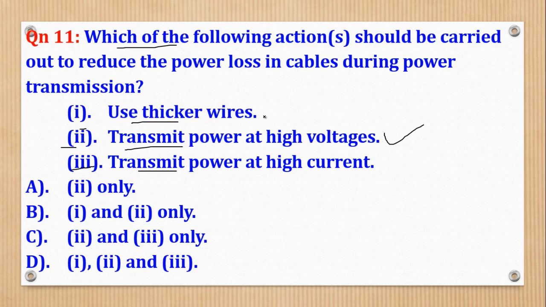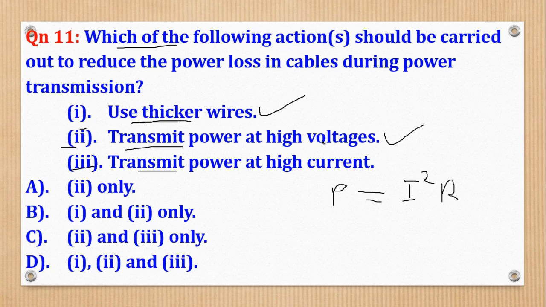No. Use thicker wires. When you use thicker wires, the resistance reduces, and therefore the power loss reduces, so it is also correct. Why are we doing that? It is because power is equal to I squared R, meaning when resistance increases, the power loss also increases. But here they said use thicker wires. When you use thicker wires, the resistance reduces. Therefore, power loss reduces. So this is okay.